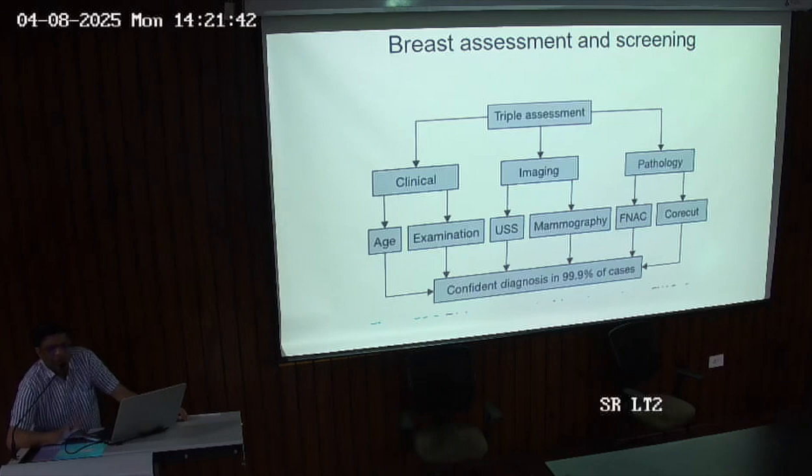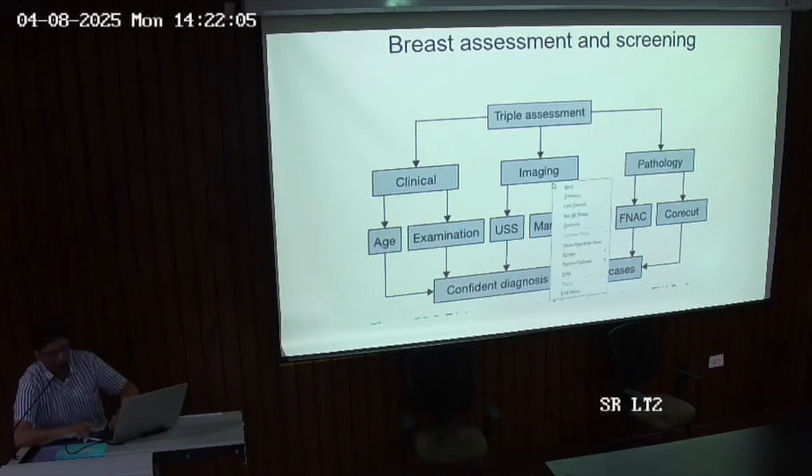So core cut biopsy is better than FNAC. Core cut biopsy has tissue, and all the things which are done on histopathology can be done on the samples of core cut biopsy. And all these 3 assessments give a confident diagnosis of 99.9%. It cannot be 100%, but it is near to that.